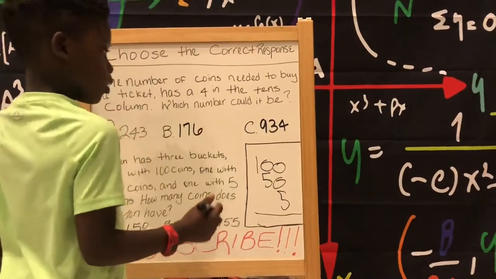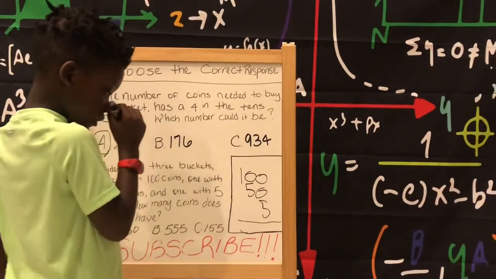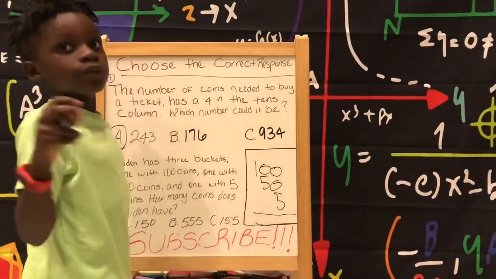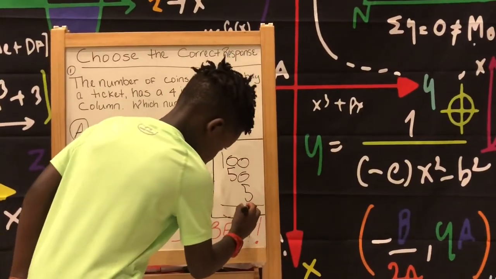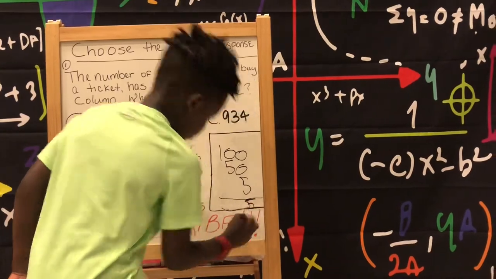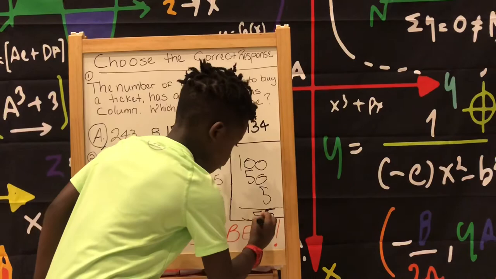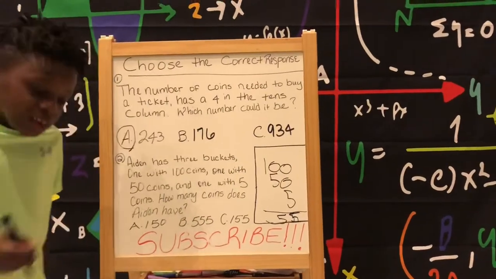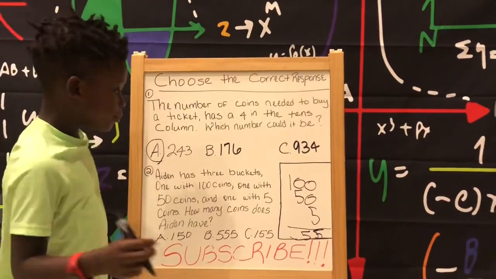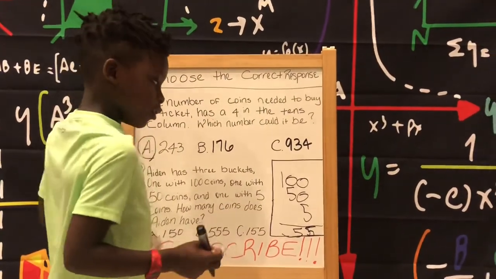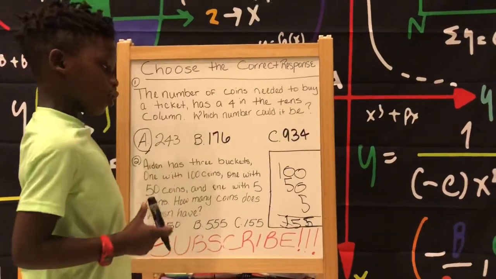Okay, so first we're gonna start with the 5 column. 5 plus 0 plus 0 equals 5. 5 plus 0 plus 0 equals 5. And 1 plus 0 equals 1. Which makes the answer 155.